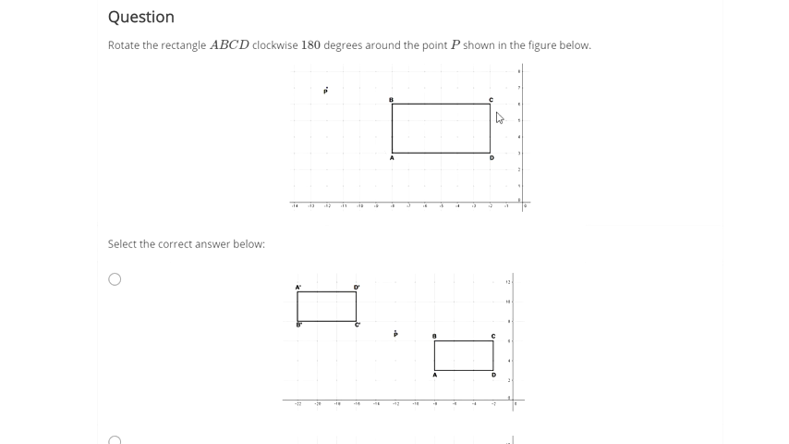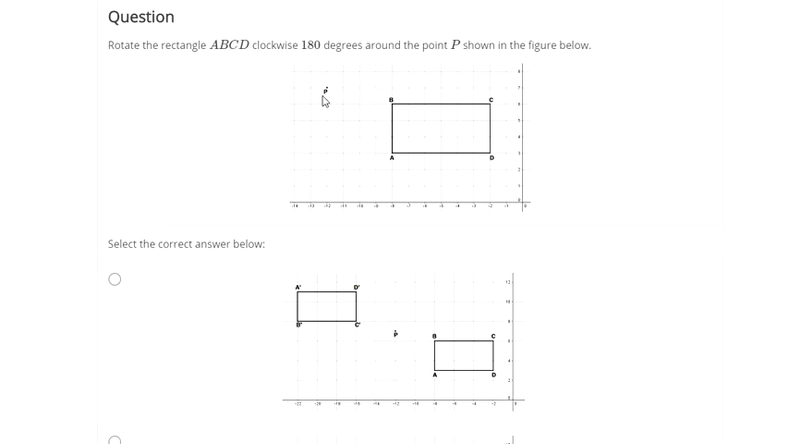So we got this rectangle ABCD. We're supposed to rotate it clockwise 180 degrees around the point P. So when you make a rotation around some point, the distance from B to that point should still be the same. The distance from A to that point should be the same. It's just in a new location.